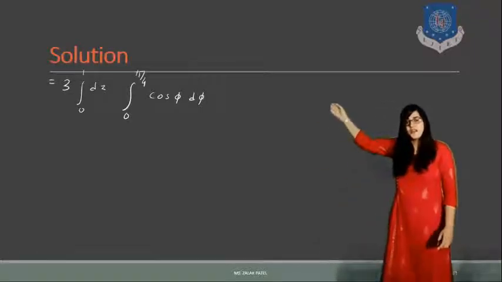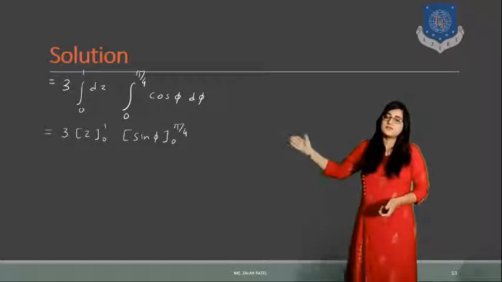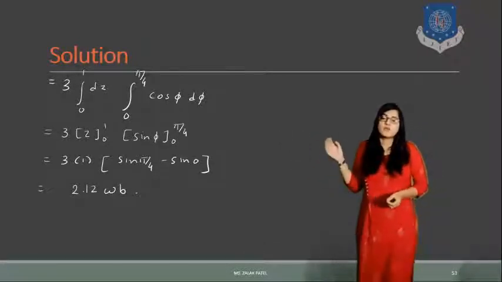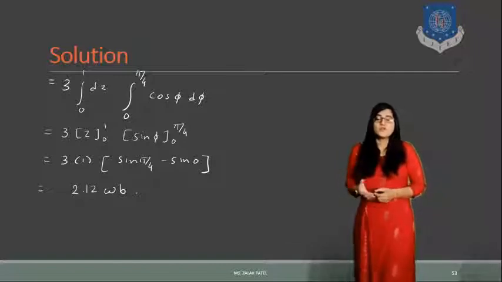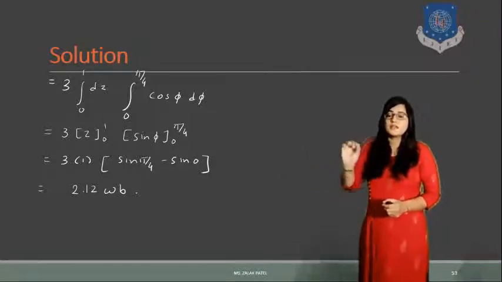With respect to z and with respect to phi, if you do this, it is like this. If you put in the values, then it is 1 minus 0 and sin pi by 4 minus 0. So it will be 2.12 Weber. Please note the unit of magnetic flux, that is Weber.